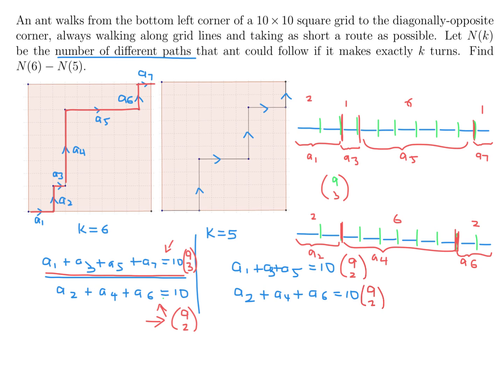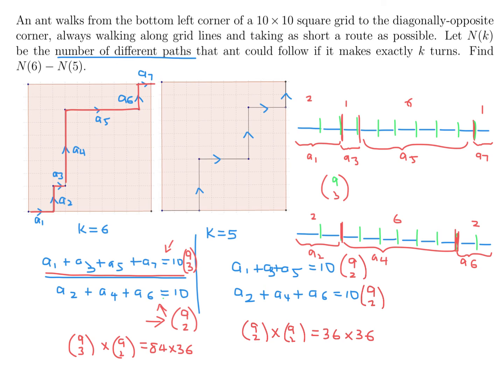Okay, so now let's put this all together. The number of ways of doing this would be 9, choose 3 times 9, choose 2. You have to multiply them. And when you do that, you get 84 times 36. And then this one, you would do 9, choose 2 times 9, choose 2, which is 36 times 36.